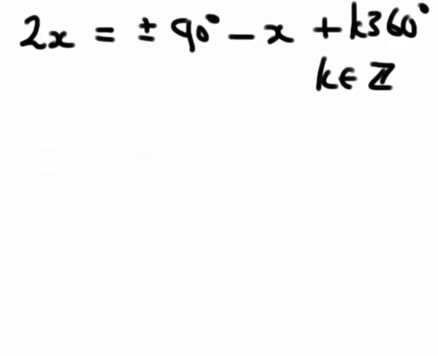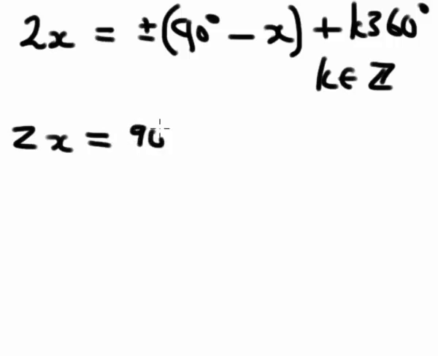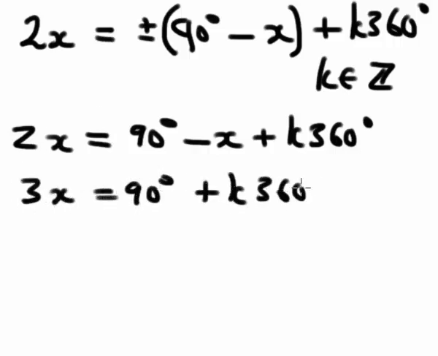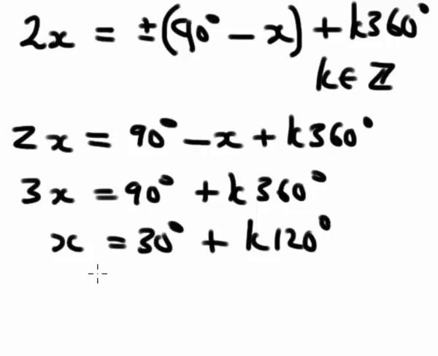Okay, now we can break this up into two parts. 2x now, but be very careful, that must be bracketed there. Okay, it's plus minus the whole thing in brackets. So we could say that's 90 minus x plus k 360, the one. Bring that across. 3x is 90 plus k 360. Divide everyone by 3, and there we go. x equals 30 plus k 120, and that's your other general solution there.